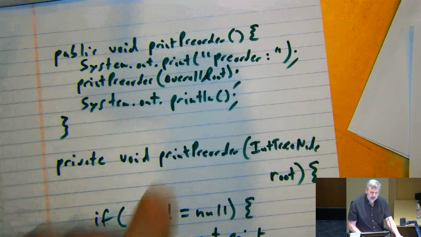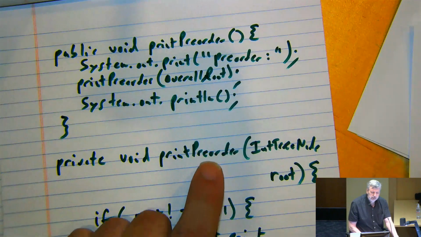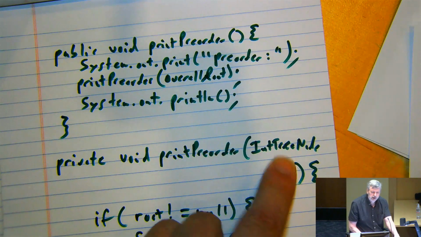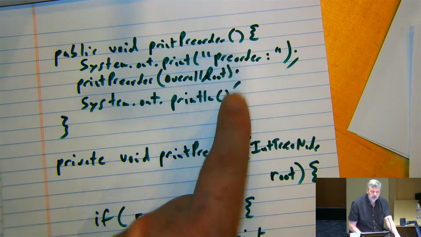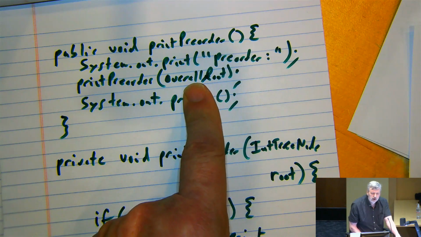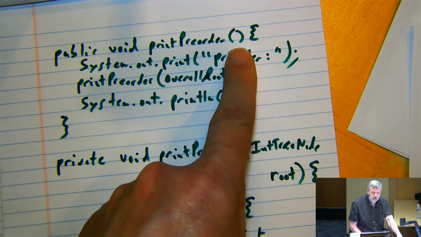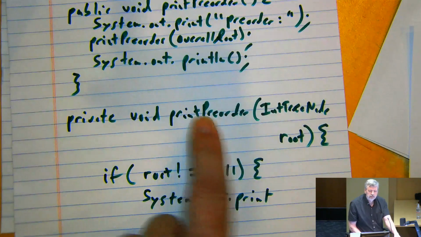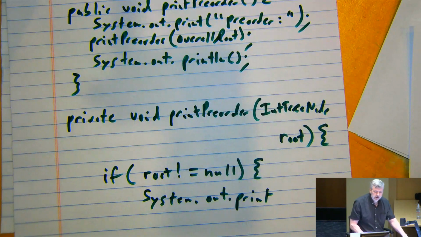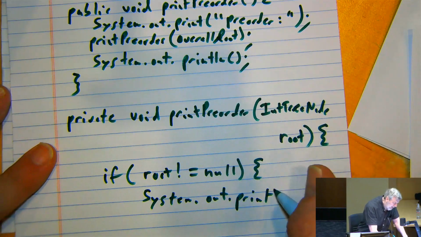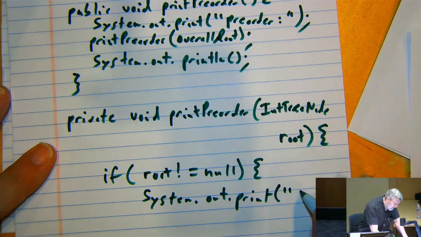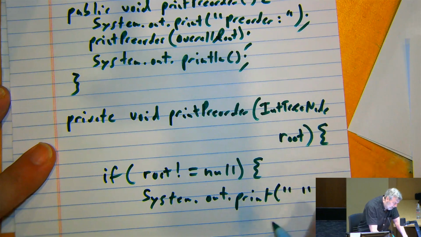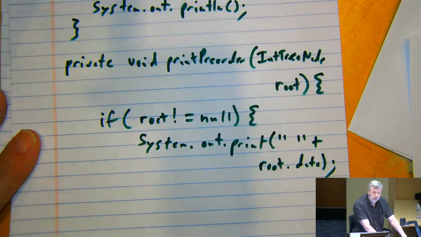In the private method here, I'm using the same name, print preorder, but remember this has a parameter and this does not, so it can tell the difference between the one argument version versus the 0 argument version. But some people like to use a name like print preorder helper or preorder helper. That would be fine. But here I'm going to want to print, say, a space plus root.data. I'm going to want to print out the data that's in this particular root.